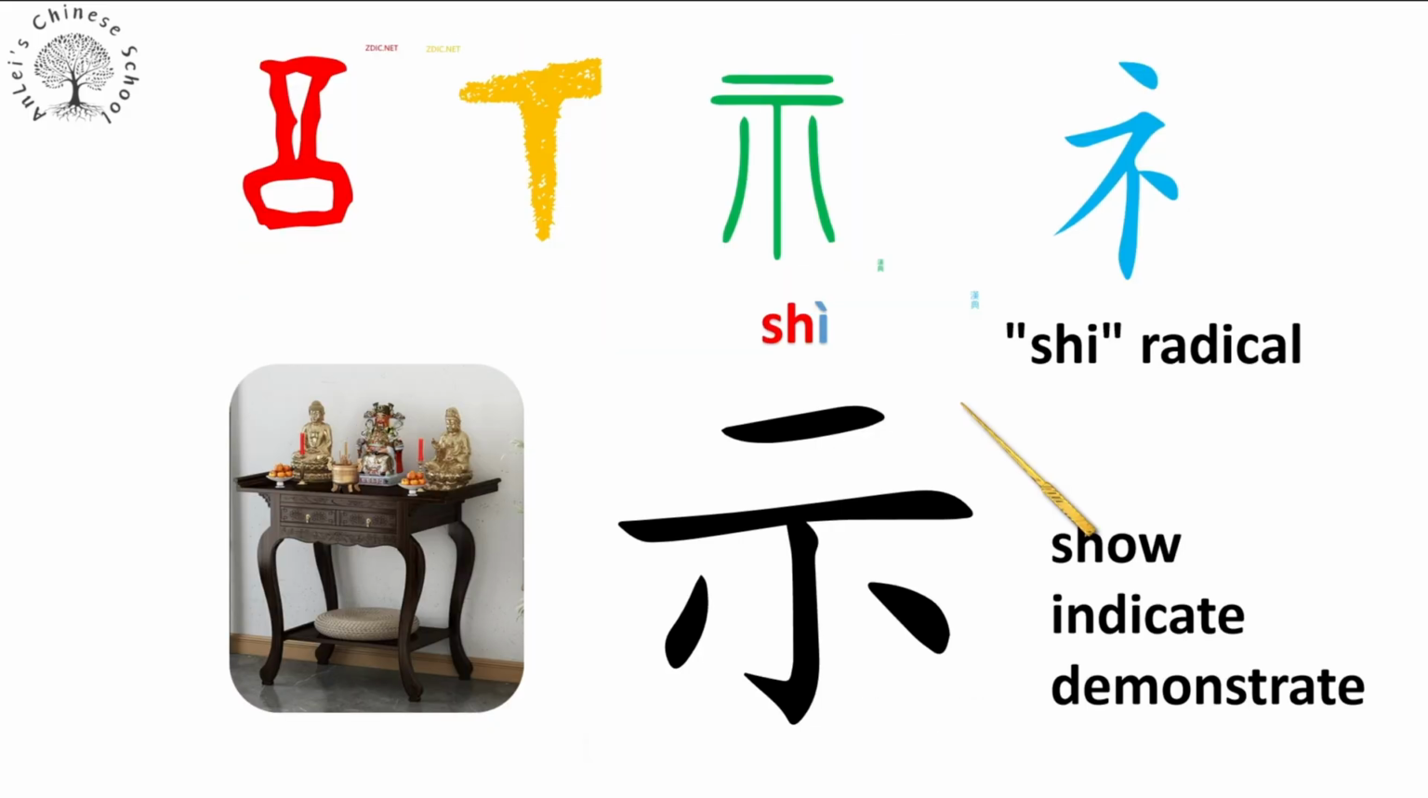This character is Shi, Shi Yi Shi. This character refers to an offering table. On the top are the offerings. On the bottom is the table. When people sacrifice to God and ancestors, they wish they could get the oracle. So later, it extended to show, indicate, demonstrate. As a radical, we call it the 示字旁, Shi radical.